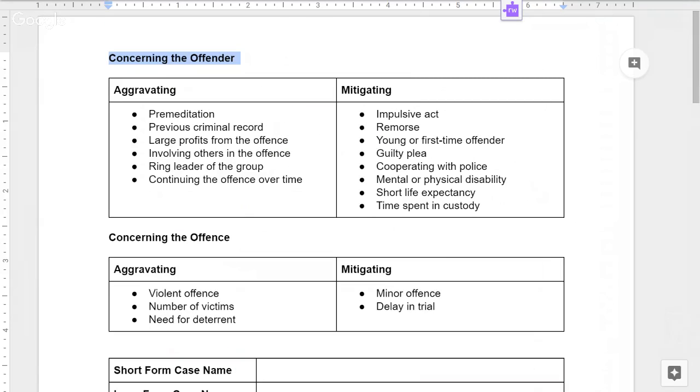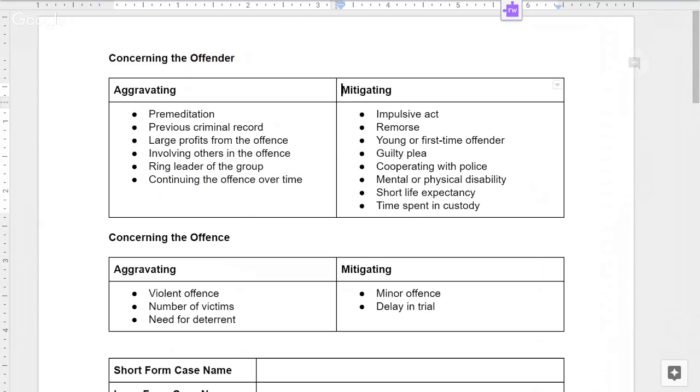So let's take a look at the aggravating factors. The first one is premeditation. Now, premeditation means that there was planning involved in it. Another aggravating factor is a previous criminal record. A third, did a person profit from the offense, and did they, in fact, receive large profits? Did they rope other people into the offense? Were they the ringleader or were they the member of a gang that planned the offense and brought other people in? And do they have a pattern of repeating the same offense over and over again? So those are aggravating factors concerning the person or the offender.